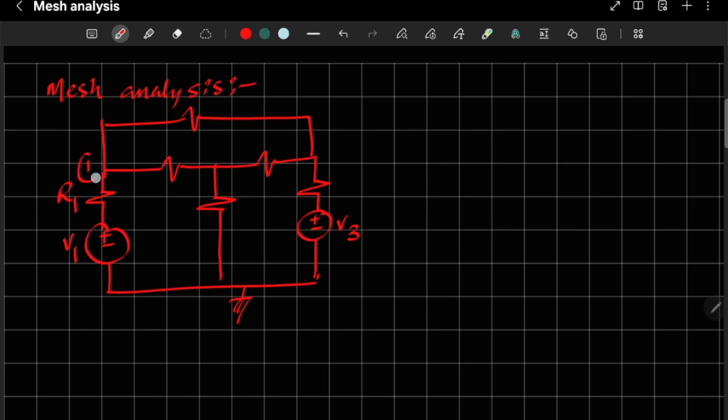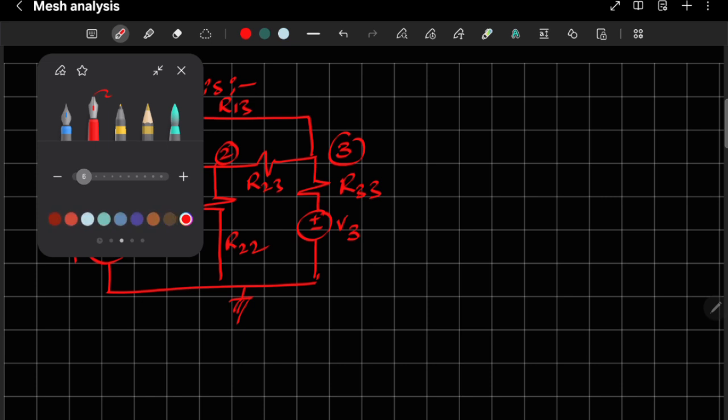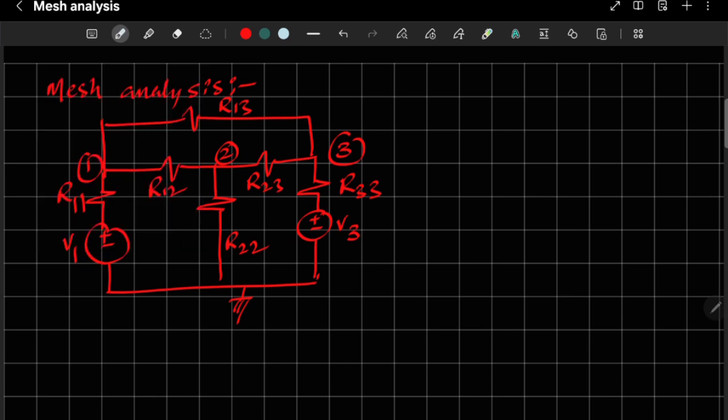Okay, so it is node 1, node 2, node 3. Resistors are R22, R12, this is R11, this is R33, R23, and this is R13. Okay, this is a circuit I need to perform mesh analysis on.